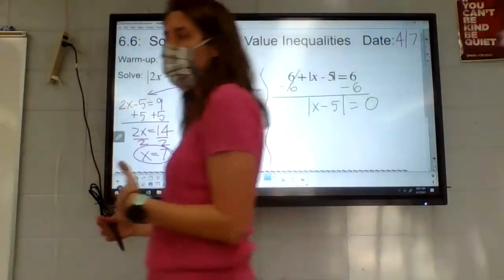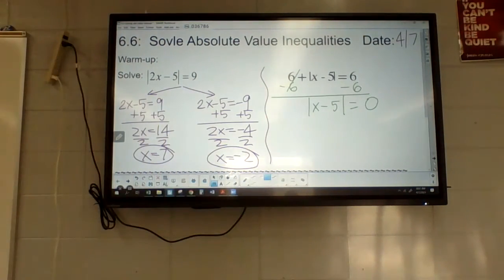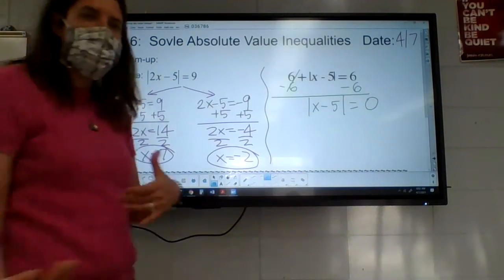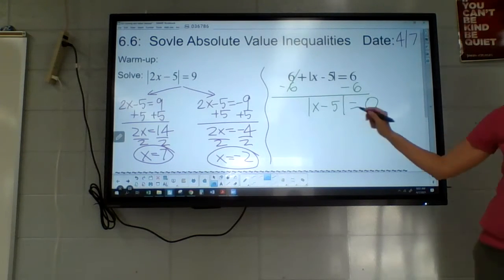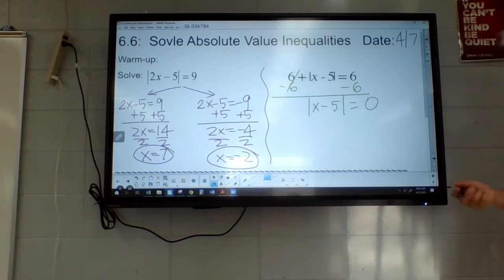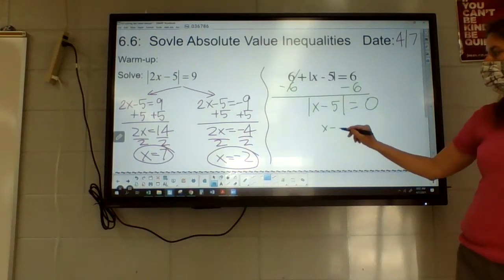When I go to set up two equations now, what happens? Yeah, there's only one equation. You can't do plus or minus 0. You only have to set up the one equation. There's only actually one answer that works for this problem because we want it to end up being 0. So when I go to set up two equations, it doesn't really make sense. So I just get x minus 5 equals 0.